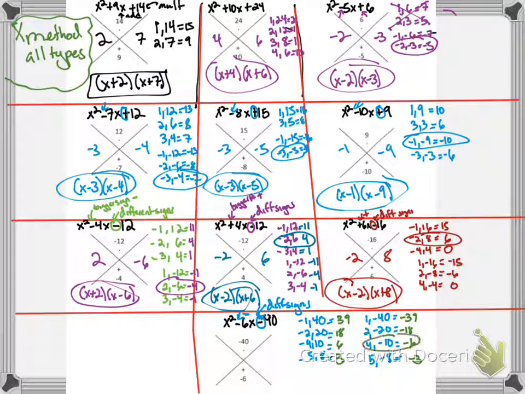The one we're interested in is right here. This becomes a 4 and a negative 10. X plus 4. X minus 10.